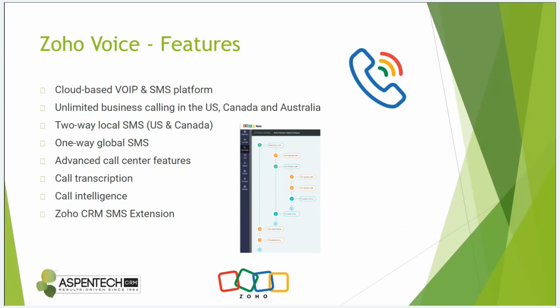Call transcription integrates with Google APIs to transcribe the calls. That's an add-on as well, but could be very powerful if that's something you're interested in. And then call intelligence, it does AI-based call feedback, denotes things like sentiment within the call and can tell you whether or not a call had a negative sentiment to it or a positive sentiment to it. And Zoho Voice also seamlessly integrates throughout the Zoho platform, including an SMS extension for CRM, which we'll take a look at just a little bit later.